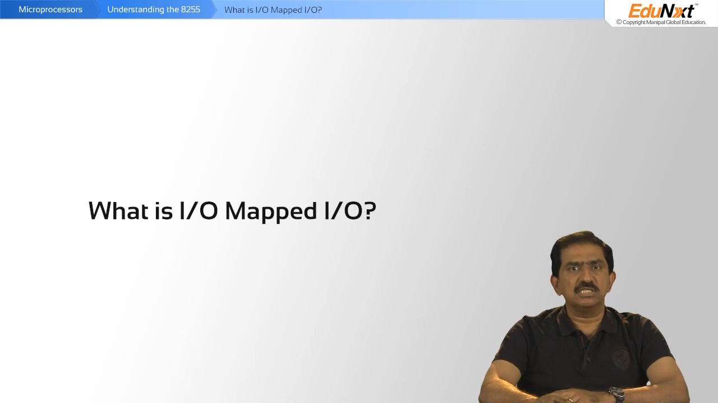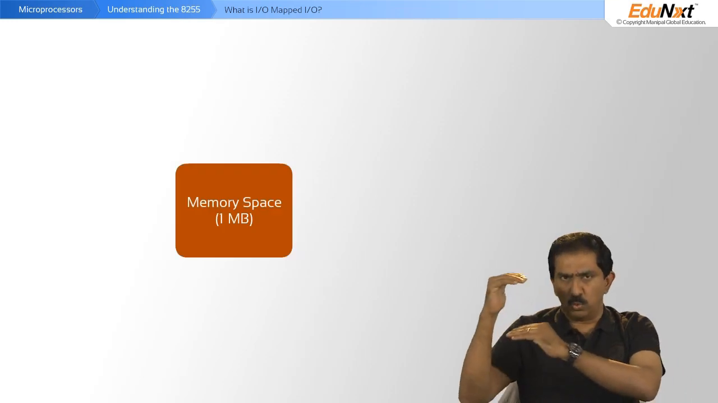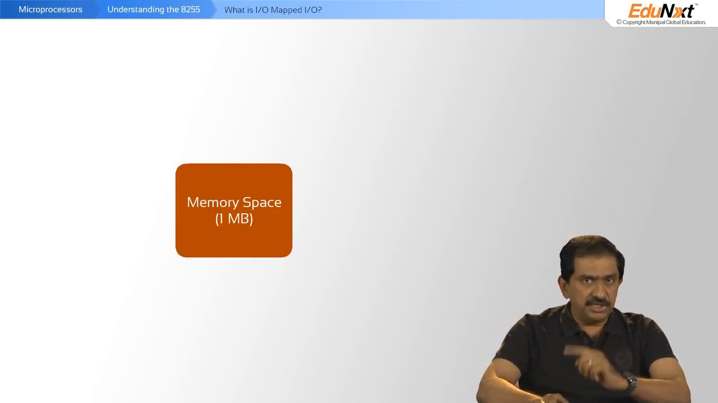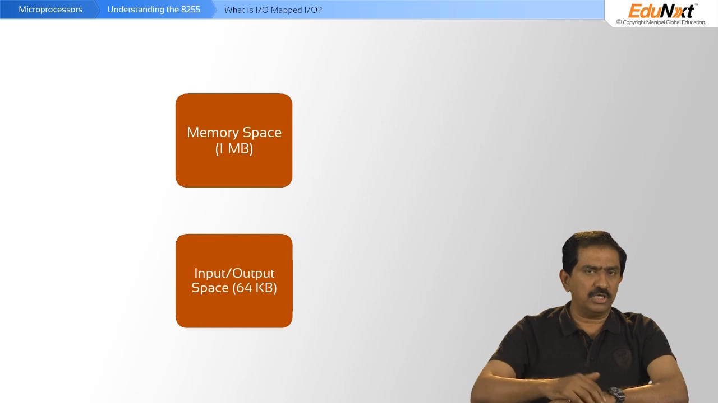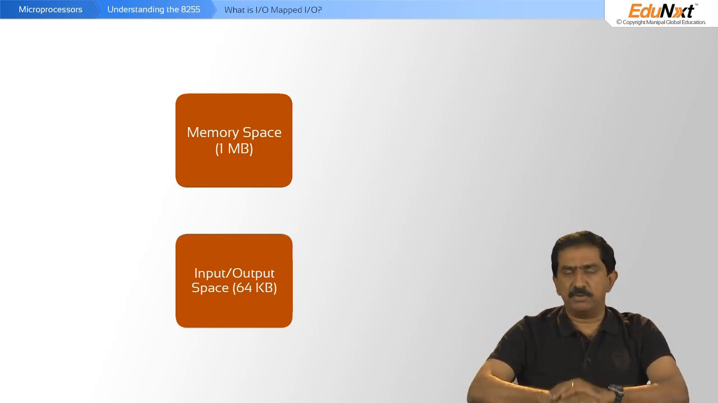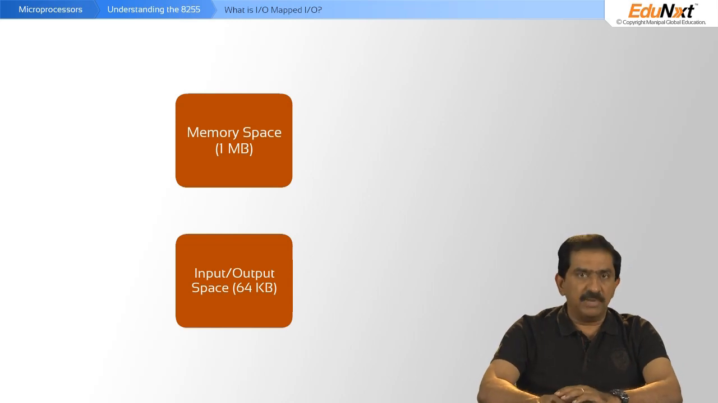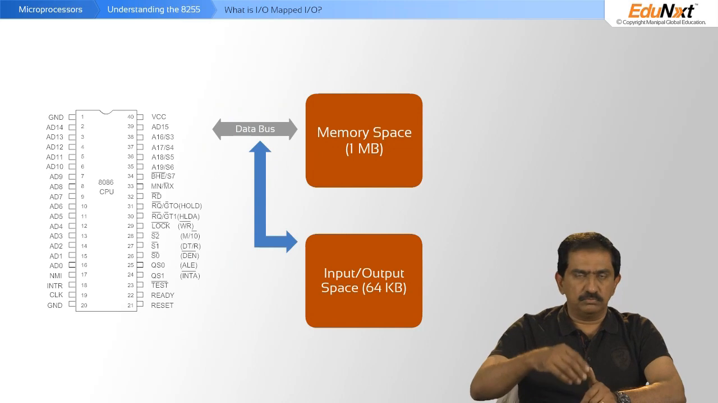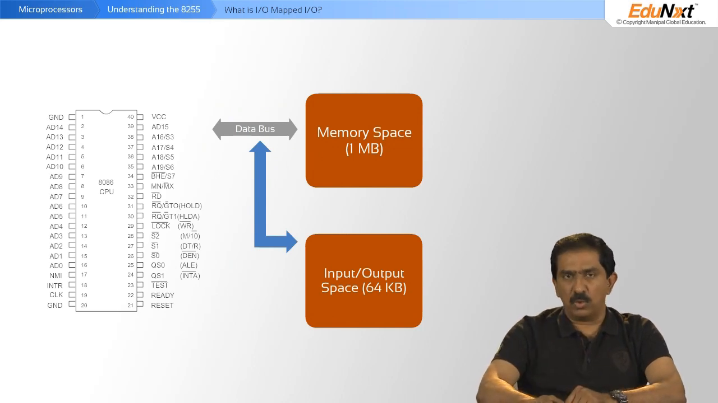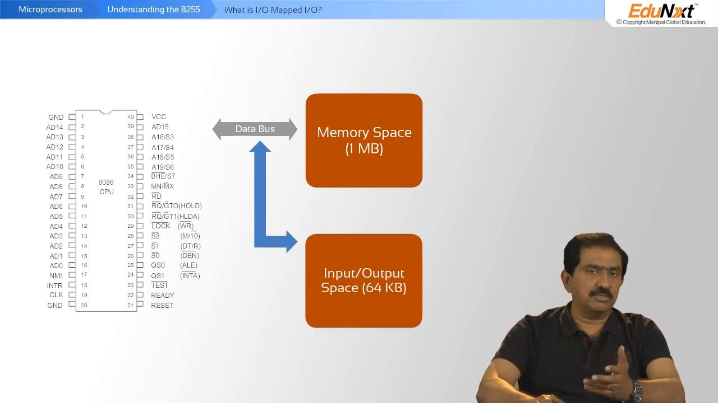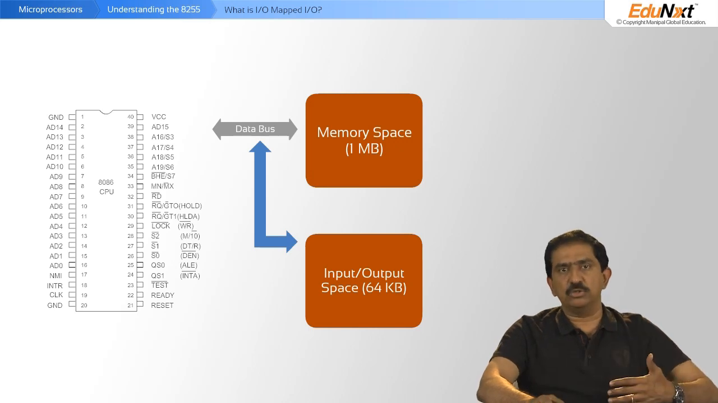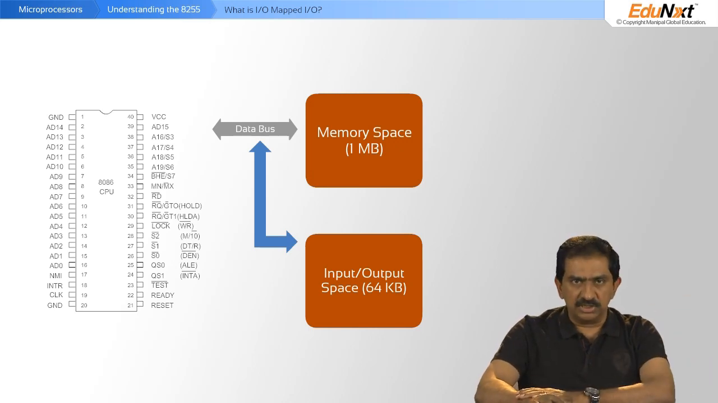Let's contrast this with the I/O mapped I/O. In this case, what happens is you have a memory space which is 1 megabyte. In addition, you have another 64 kilobytes of input-output space. There's a separate address map completely different from the memory address map. And the data bus is still the same, because the processor of course has just got one data bus. So both the data buses of the memory devices and the I/O devices are connected to each other.